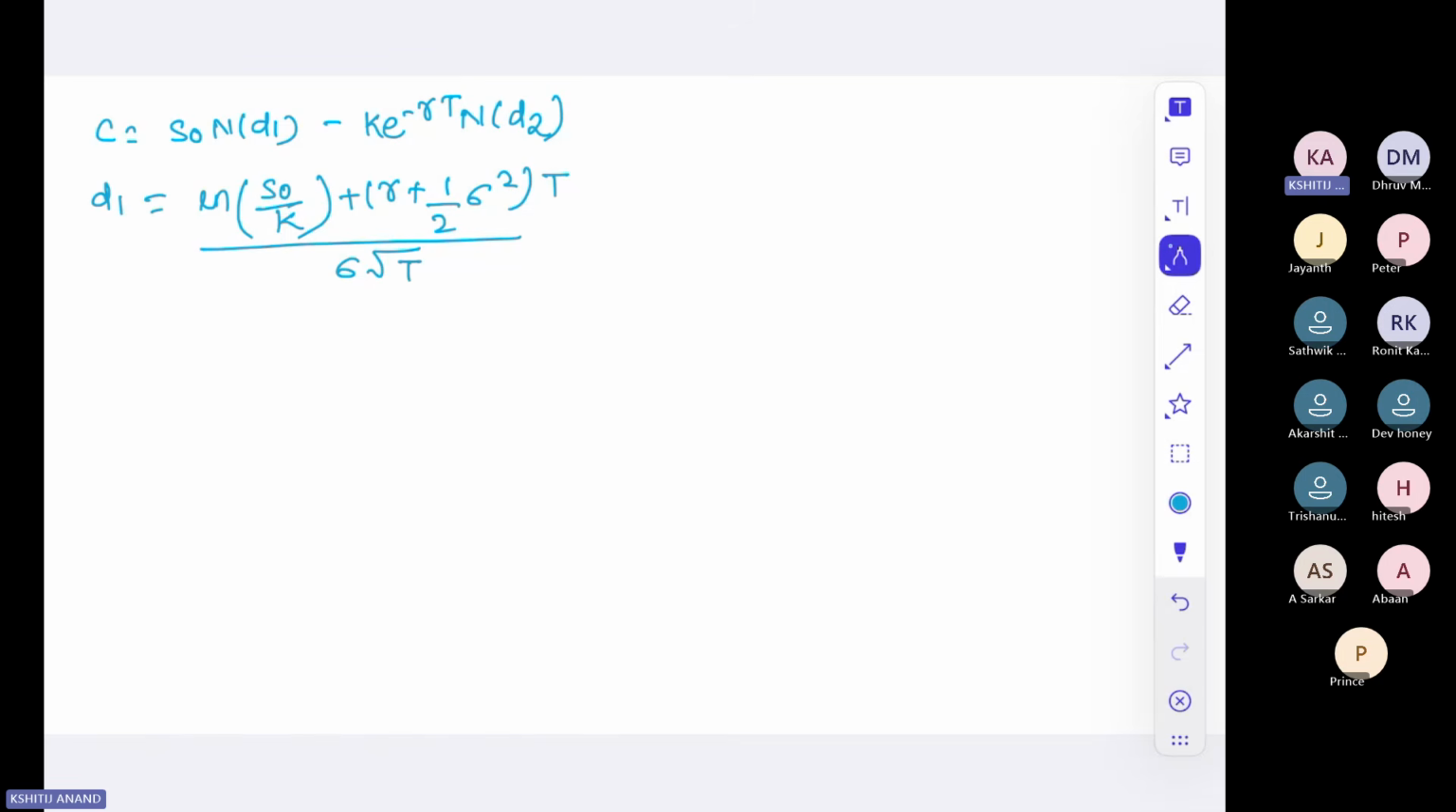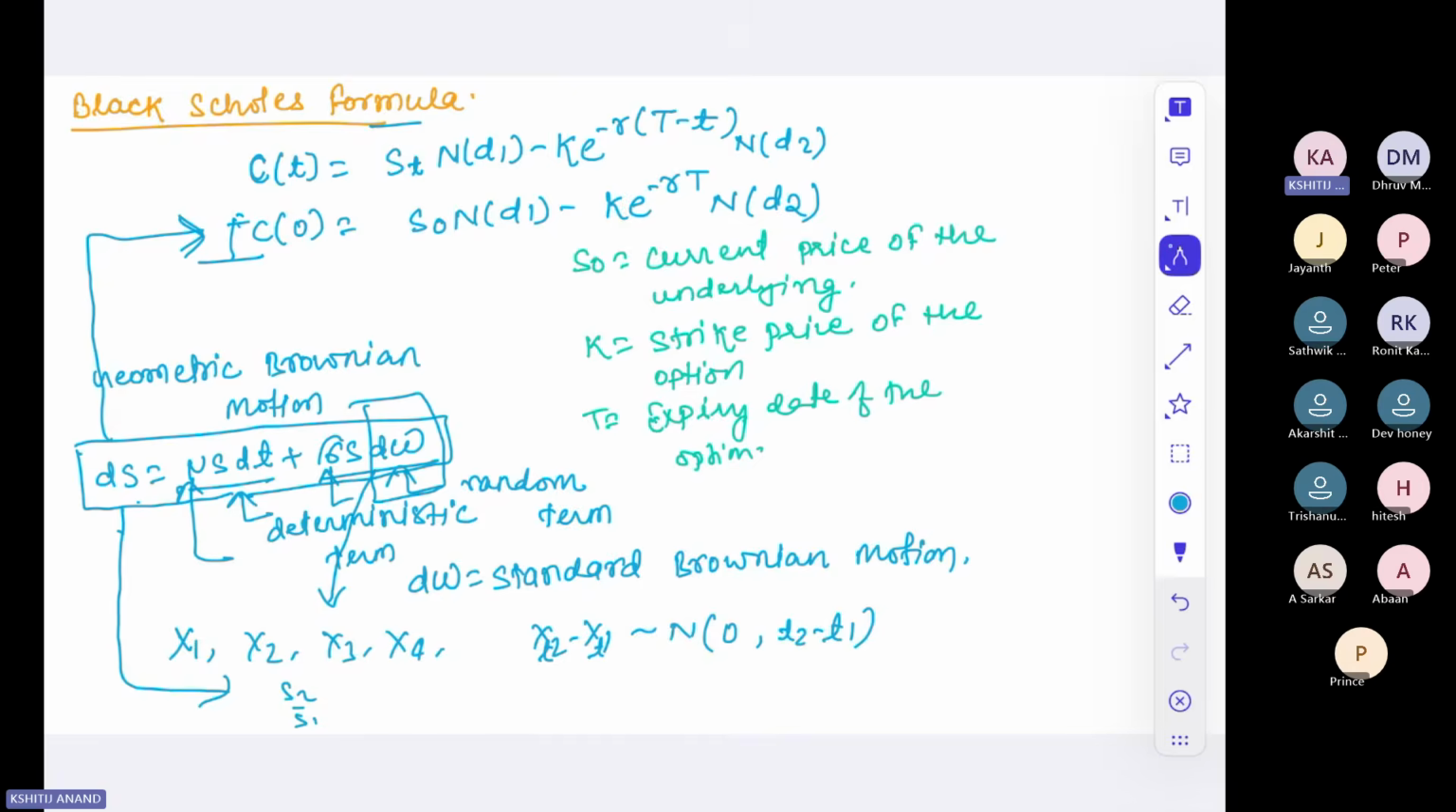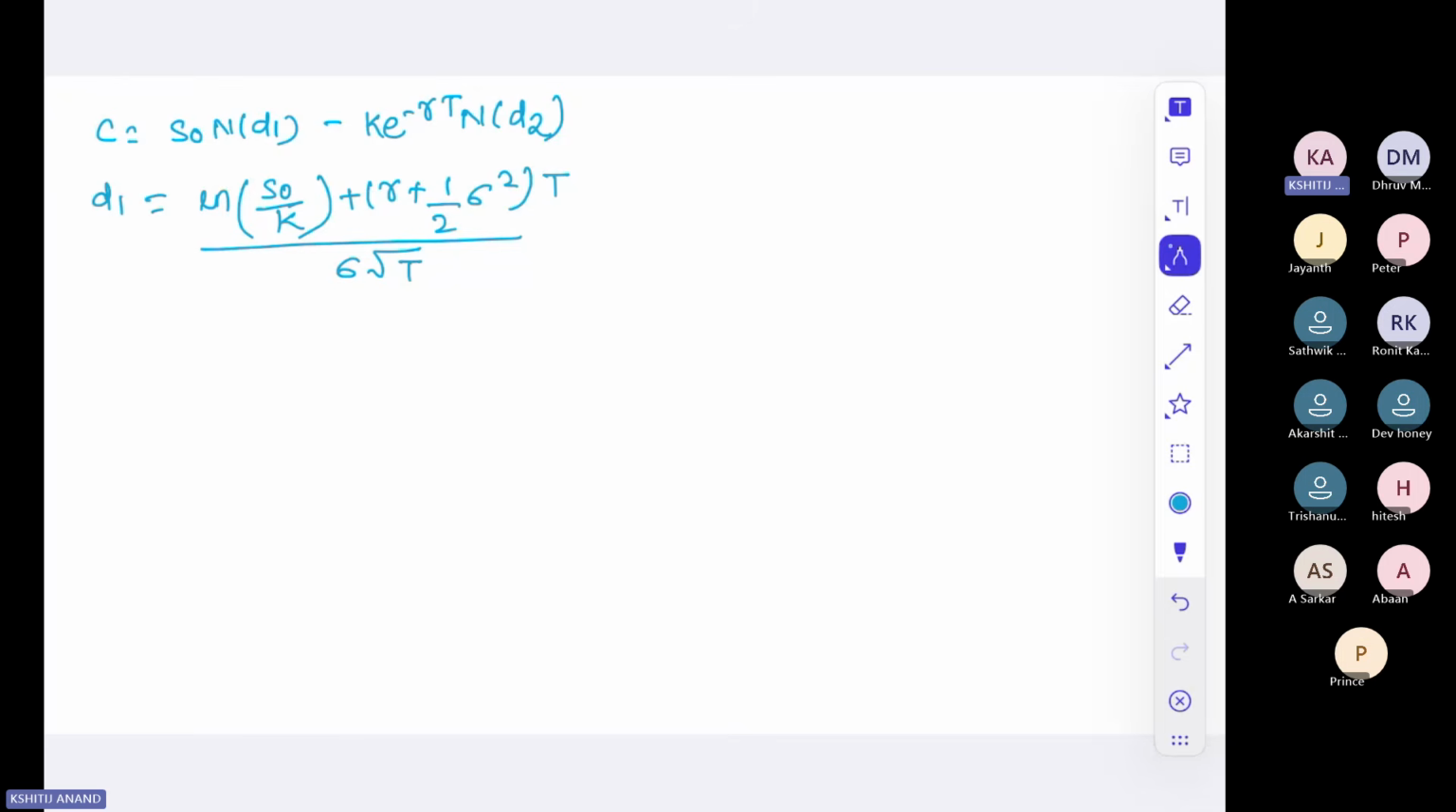Sigma is again the same term that appears in the GBM, geometric Brownian motion. And D2 is D1 minus sigma root T.